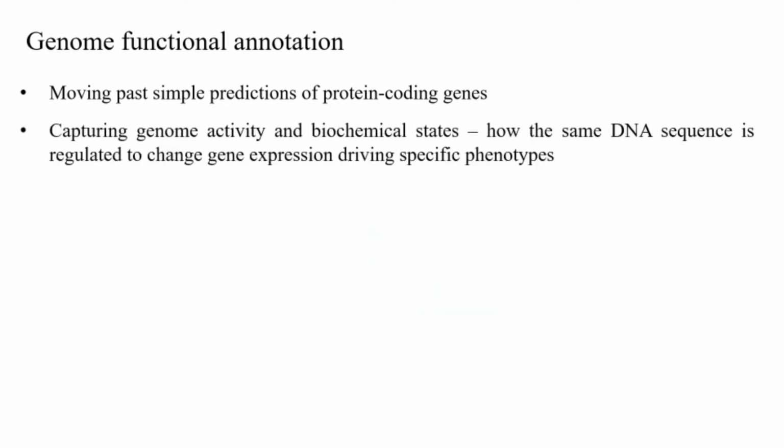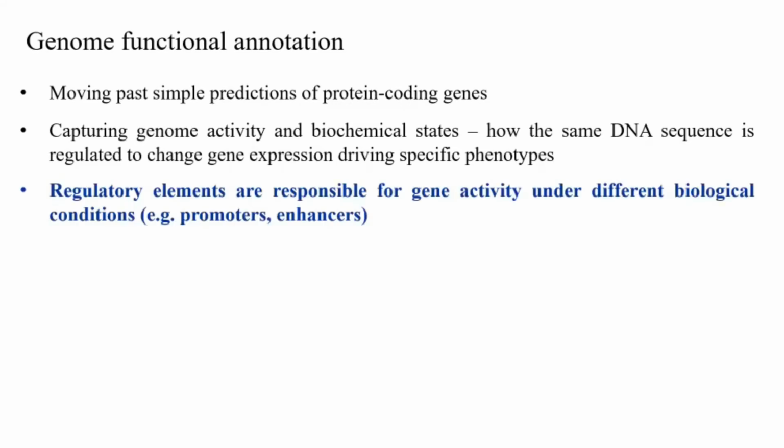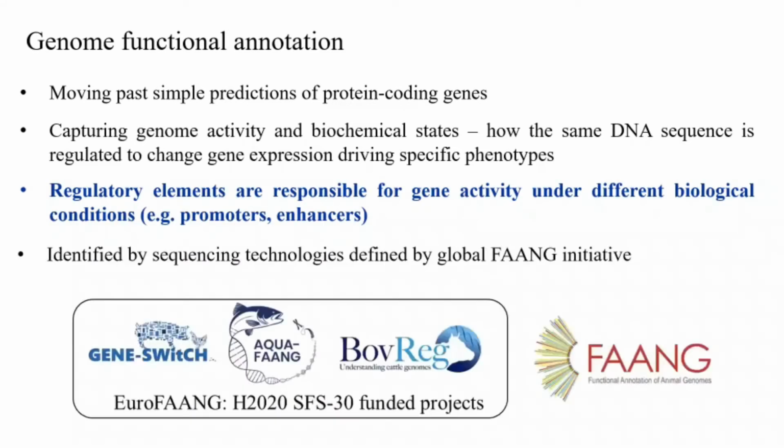This week, we're more interested in gene and genome activity, things like enhancer or promoter elements that are bound by DNA binding proteins to regulate gene expression under different conditions. And these can be identified using bioinformatic analyses of particular sequencing technologies that have been defined by the Global FAANG initiative and are being used across the three AQUA-FAANG Horizon 2020 projects that are represented here today.